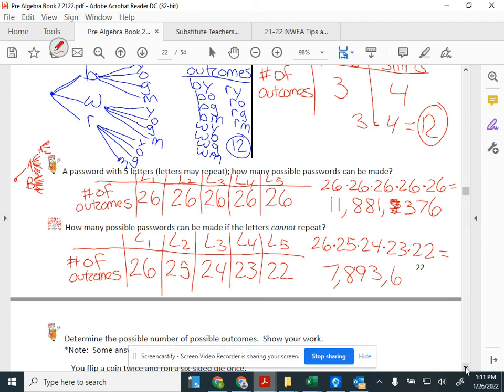7,893,600. Just 600. 7,893,600. One small change was made. Letters cannot repeat. Almost 4 million less passwords. So making that small change made a huge difference on our answer. It is that important that you pay attention.